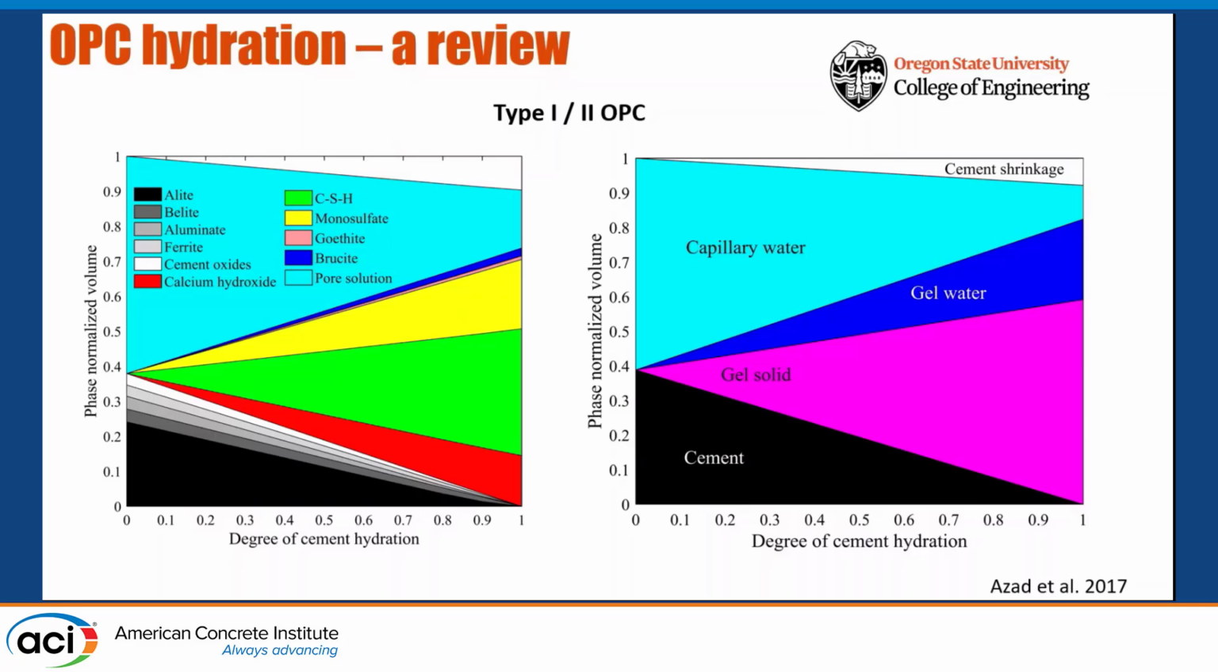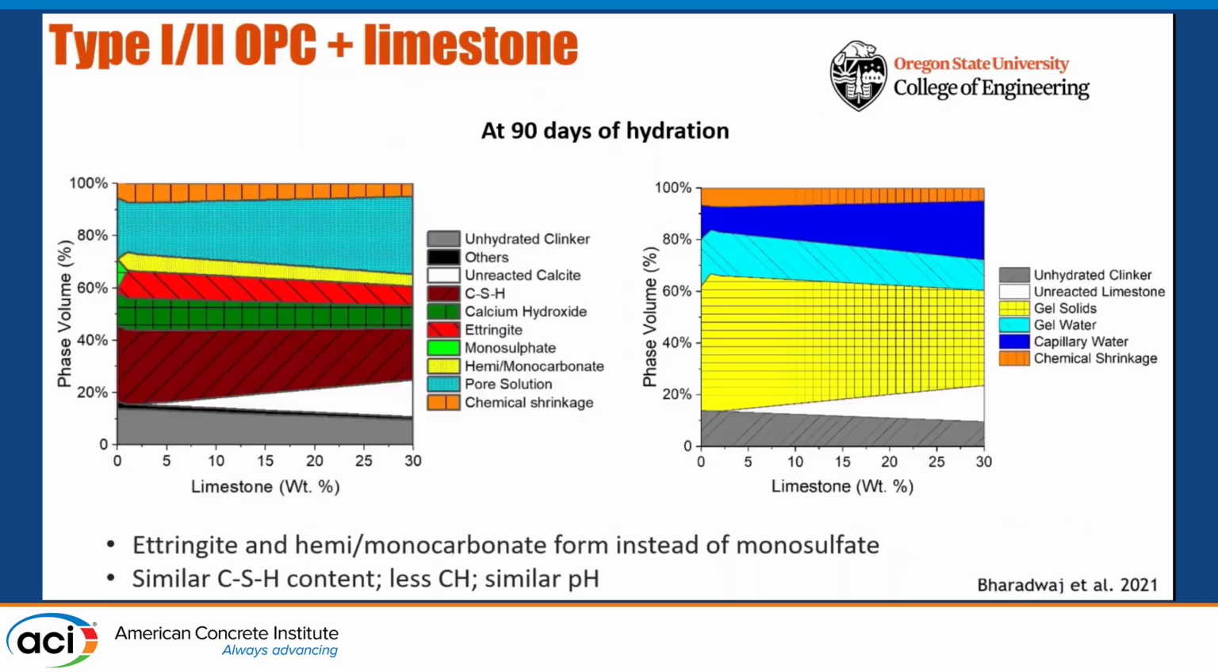Now, if you don't care about those phases, you can also look at the right figure, where you can see that as you hydrate cement, you produce some solids, gel solids, which are the good stuff. Some of those gel solids also contain water. We call those gel water. And you have capillary water. So you can partition your system into some good solid phases, some water, etc. All the good benefits that you get in concrete through cement hydration are shown here.